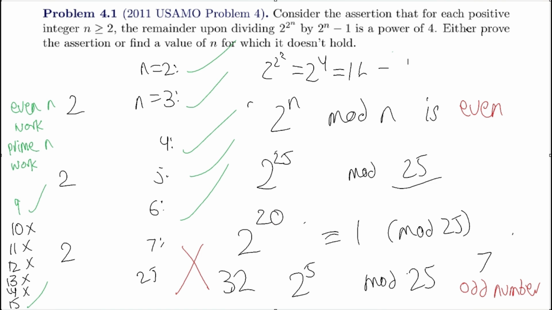Now, notice our approach in this problem. By using our knowledge of orders, we reduced it to a simpler problem, 2 to the n mod n is even. And again, by using orders and Fermat's little theorem, we ended up proving that an n which doesn't satisfy it must be odd and composite. And luckily, the odd and composite values of n are actually somewhat rare. So we could just then try to go further and find one for which it works.